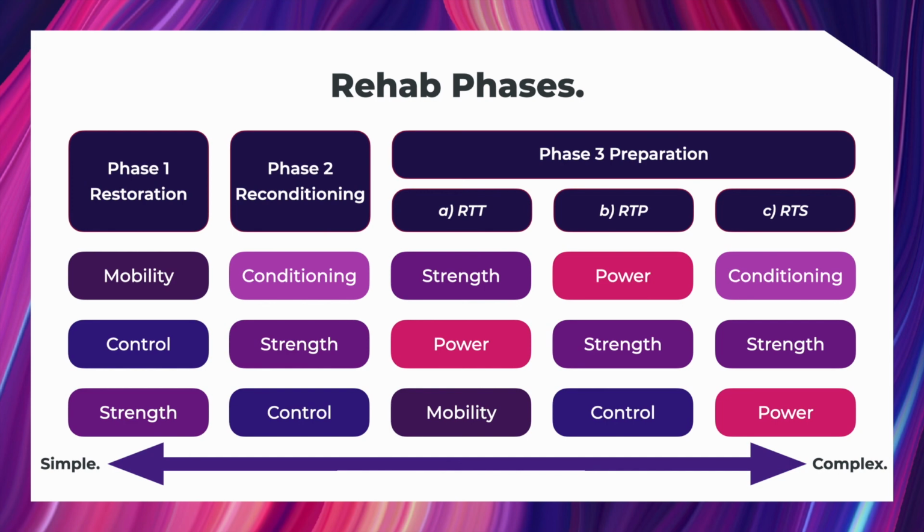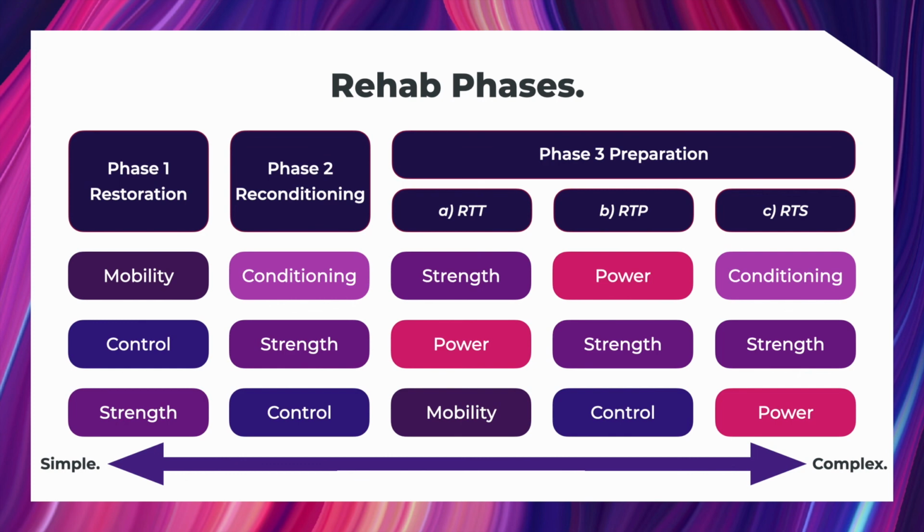Phase 3, we split into three different areas: return to train, return to play, and return to sport. Return to train would be returning to the normal training environment. So for a runner, this would be not necessarily returning to running, but returning to all the other elements they do: the S&C work, any additional yoga, anything like that. The primary focus in the first return to train phase would be strength. Moving then onto some power work, maybe some light low tolerance drills, maybe some eccentrics, and again we're going to reintroduce mobility into this phase.